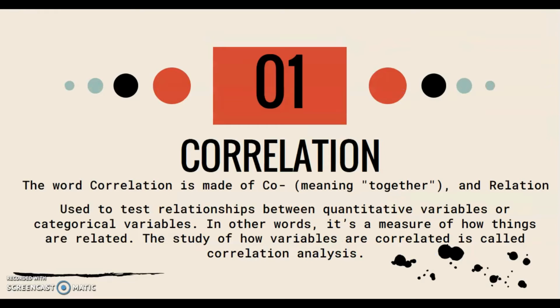So let's proceed to the word correlation, the definition. It is made of two words meaning together and relation. It is usually used in statistics or statistical analysis, and it is used to test relationships between quantitative variables or categorical and qualitative variables. In other words, it is a measure of how things are related. The study of how variables are correlated is called correlation analysis.